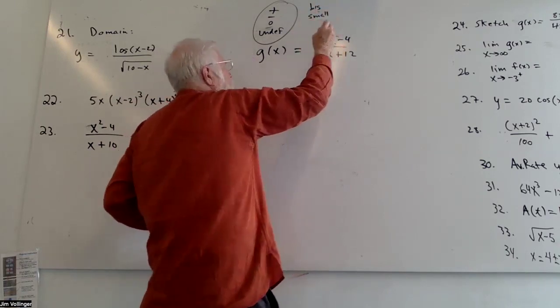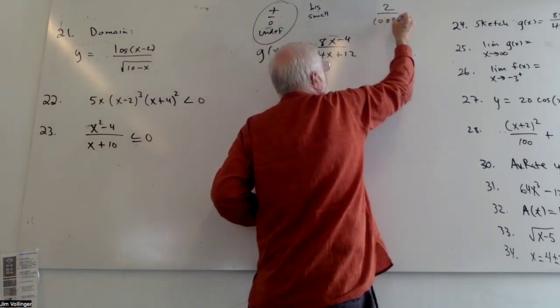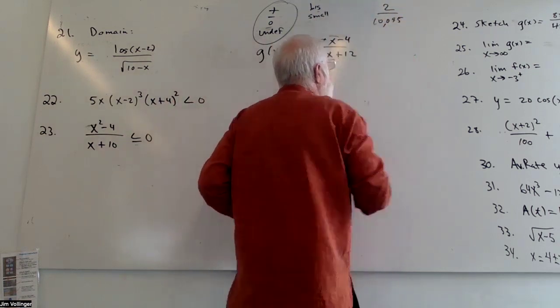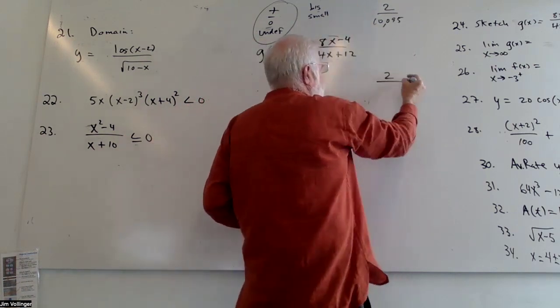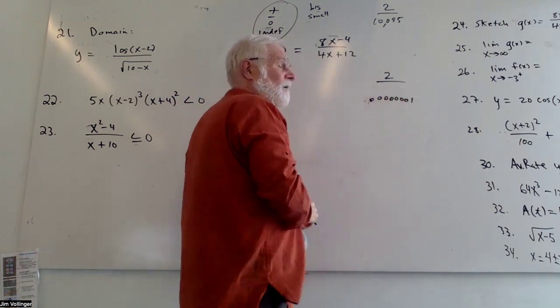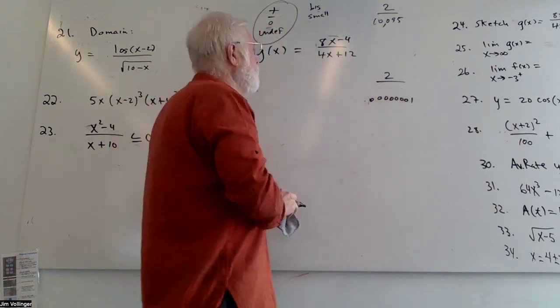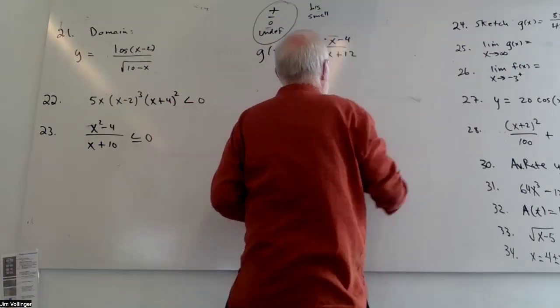What's a small fraction? Well, that's something like 2 over 10,095. That's a small fraction. What's a big fraction? Well, that could be 2 divided by 0.01. That could be really big. And they could be positive or negative, right? All right, so what do we have? Let's go for the critical numbers here.